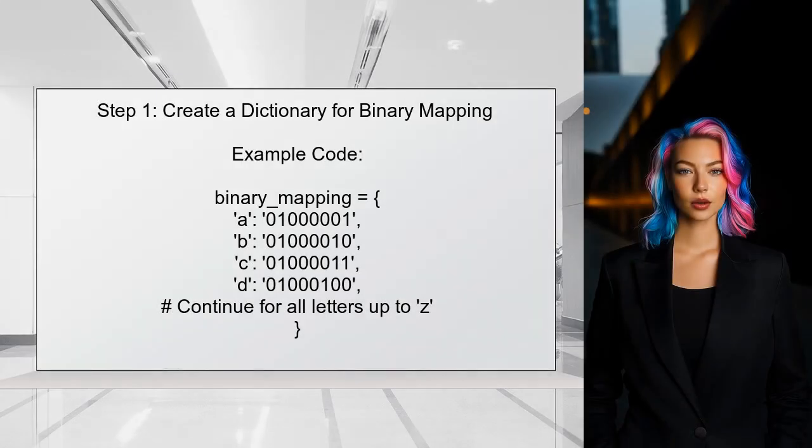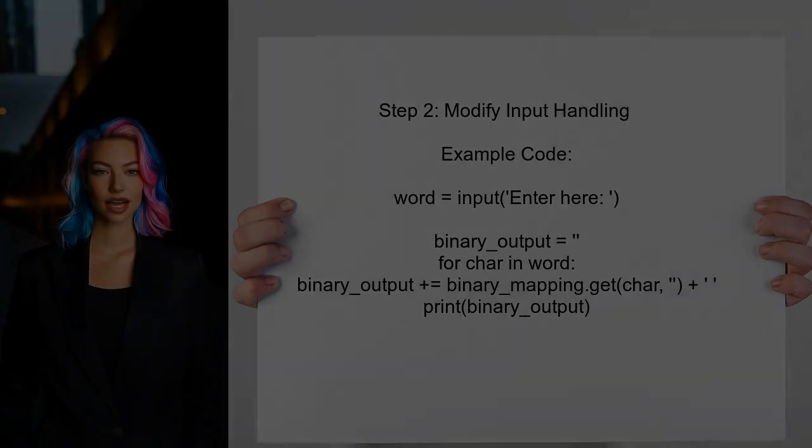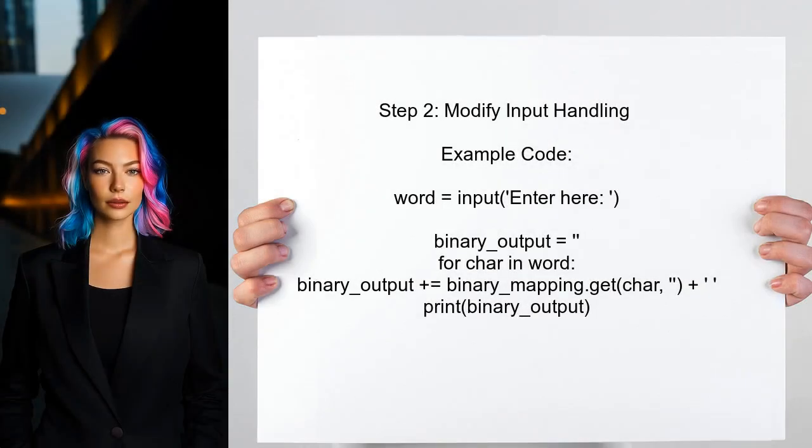To begin solving this problem, the user should create a dictionary that maps each letter to its corresponding binary representation. This will allow for easy lookup when converting the input string. Next, the user should modify the input handling. Instead of directly printing the input word, they will iterate through each character in the word and use the dictionary to find the corresponding binary value.